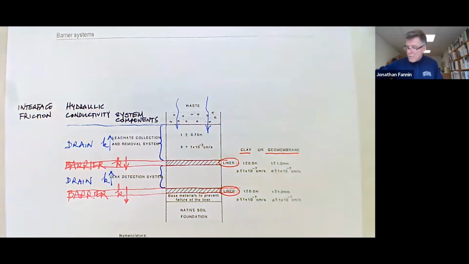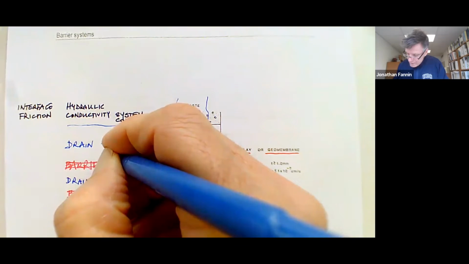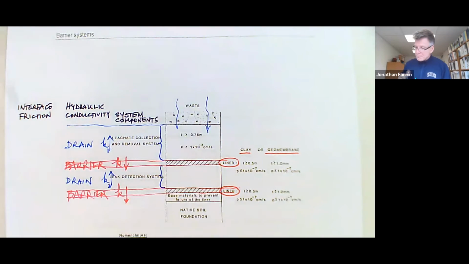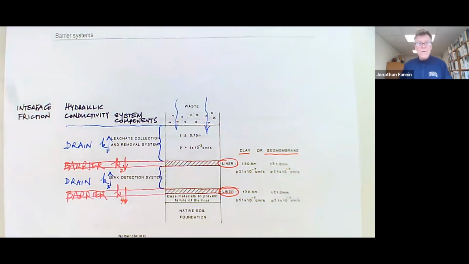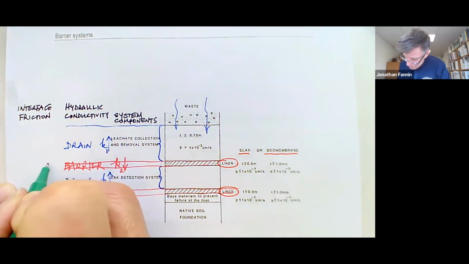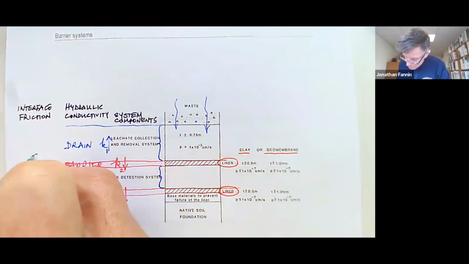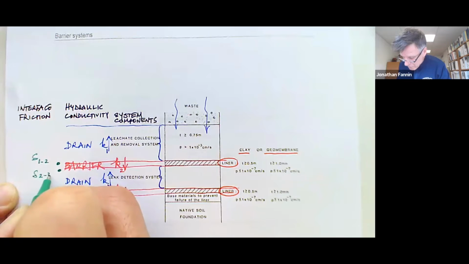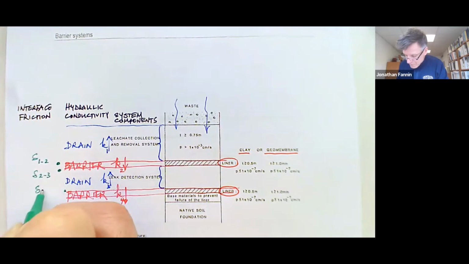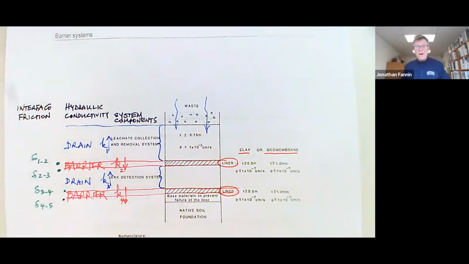If I call this layer 1, and let's call this layer 3, and let's call this layer 2 and layer 4, then perhaps if we keep things in a reasonably systematic way, we could look at the interface friction, delta 1 to 2, the interface friction, delta 2 to 3, interface friction 3 to 4, and we didn't number it below, but let's call it 4 to 5. Okay.